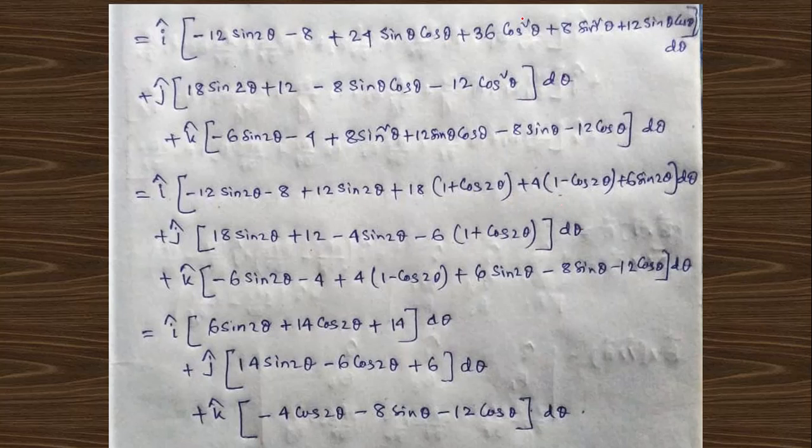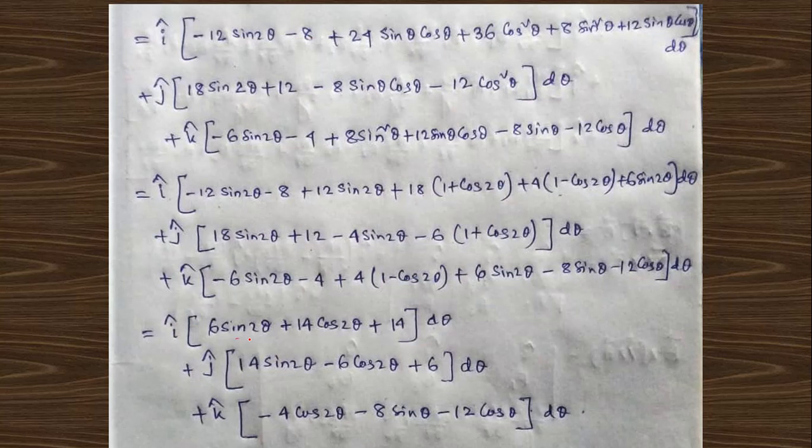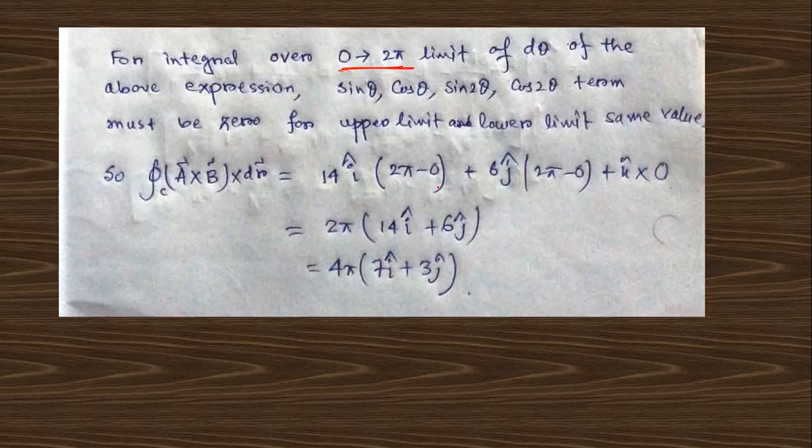Simply square it and calculate this one, and finally you will get this expression. In this expression you can see sine 2 theta, cos theta and so on. If the limit is 0 to 2 pi, then the integration of sine theta from 0 to 2 pi is 0, and the integration of cos theta from 0 to 2 pi is also 0. The initial and final values are the same, that's why this is 0. Integration of sine 2 theta from 0 to 2 pi is also 0, and cos 2 theta from 0 to 2 pi is also 0.